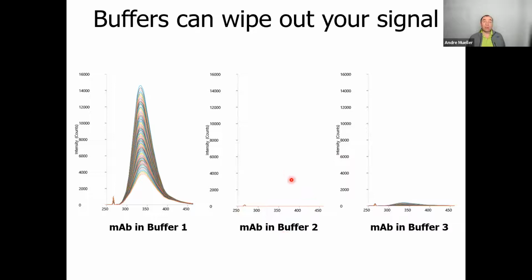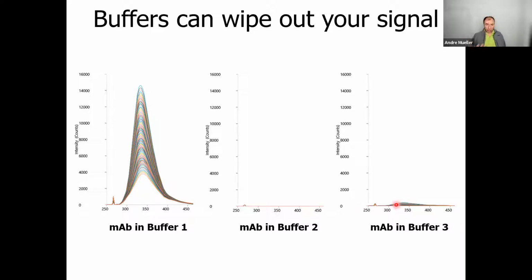It's just that in buffer 2, one of the excipients quenches the fluorescence. In buffer 1, we see the normal progression of fluorescence. It decreases with increasing temperature, but in buffer 2, we see nothing. In buffer 3, we have a decrease in fluorescence. It's not quite as bad as in buffer 2, but it's still not very good.